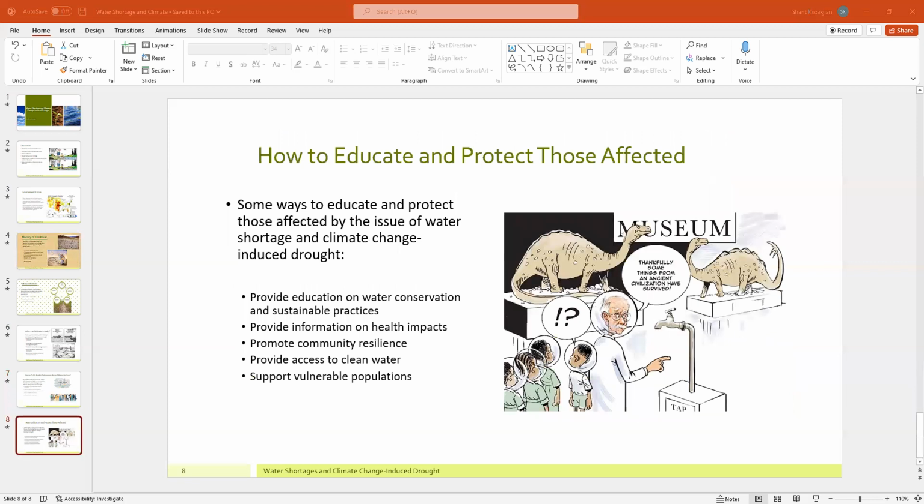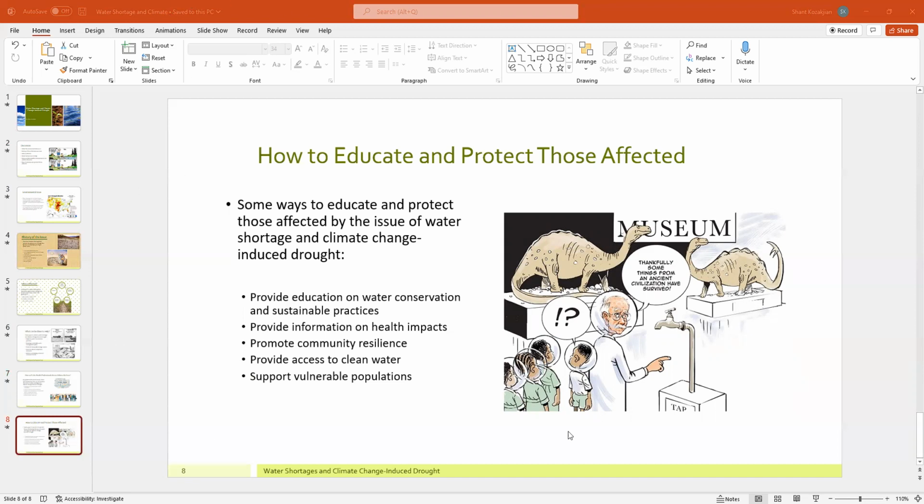Finally, how to educate and protect those affected. Provide education on water conservation and sustainability, provide information on health impacts, promote community resilience, provide access to clean water, and support vulnerable populations. So in conclusion, educating and protecting those affected by water shortages and climate change induced drought requires a multi-faceted approach, both short and long term. By providing education on this and providing access to clean water, we can work to ensure a healthier and more sustainable future for all. And that would conclude my presentation.